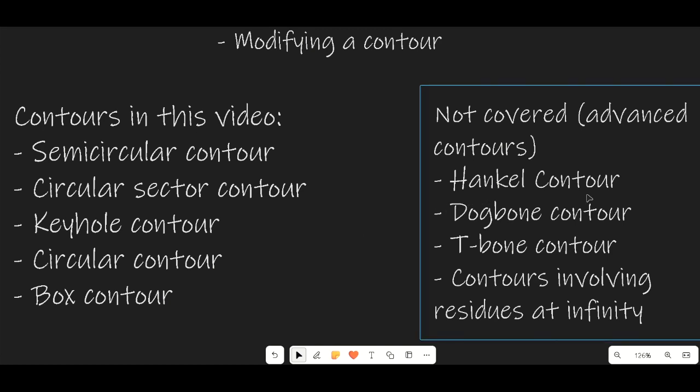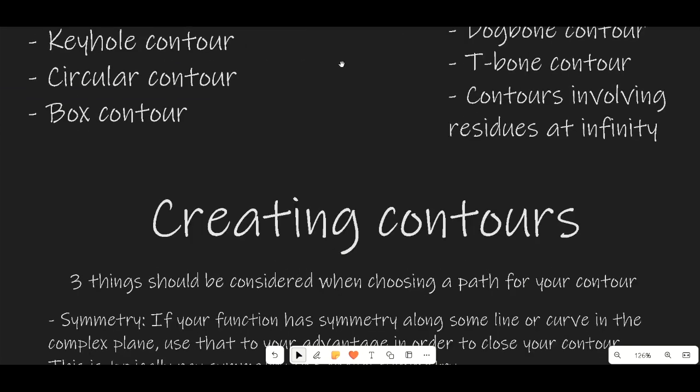So the Hankel contour, which is used in complex analysis, the dog bone contour, which is used when you have multiple branch cuts that run in opposite directions, the T-bone contour, which is for similar situations, and contours involving residues at infinity. Now, we did not cover residues at infinity, so I'm not going to be discussing those contours, but if you would like to learn more about contour integration after you finish this video, I definitely suggest searching up some of these contours and figuring out how to use them in integration. So let's go ahead and get started.